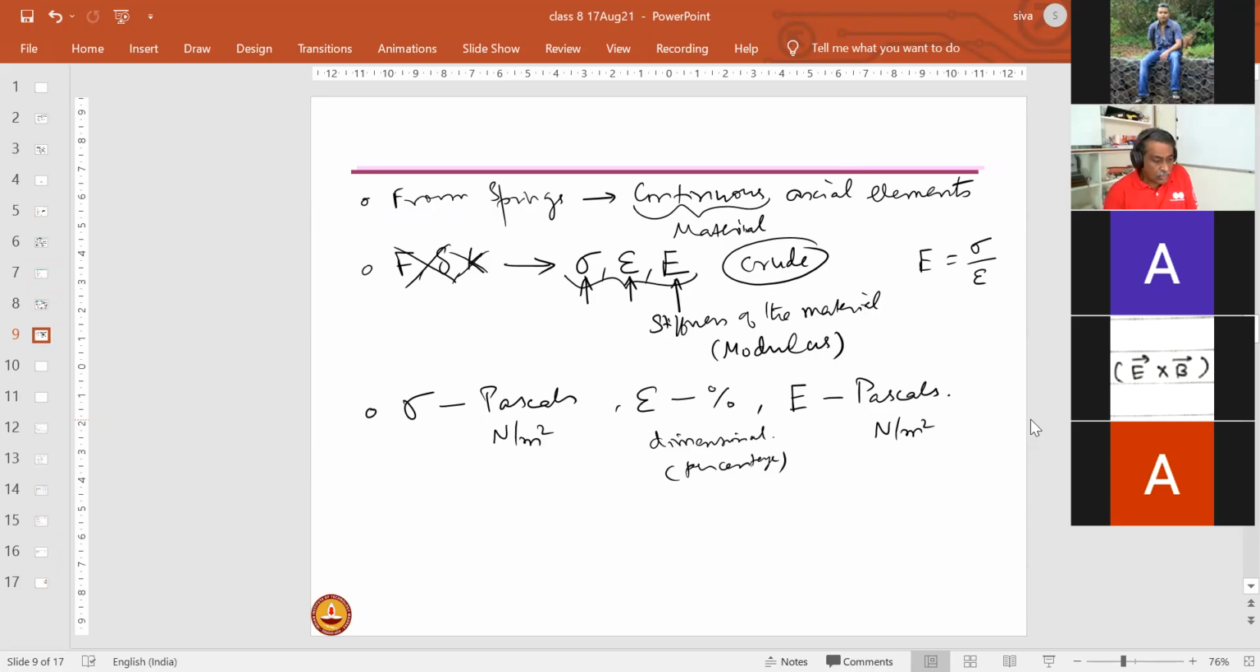Okay. What else? When I express like this, it is independent of geometry. Independent of dimension or geometry. Anything else that you can think of? Anything else you can think of from whatever we have discussed so far?